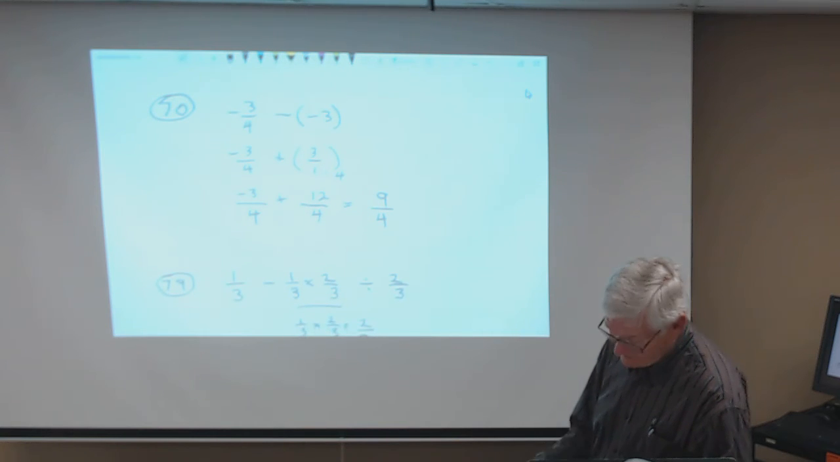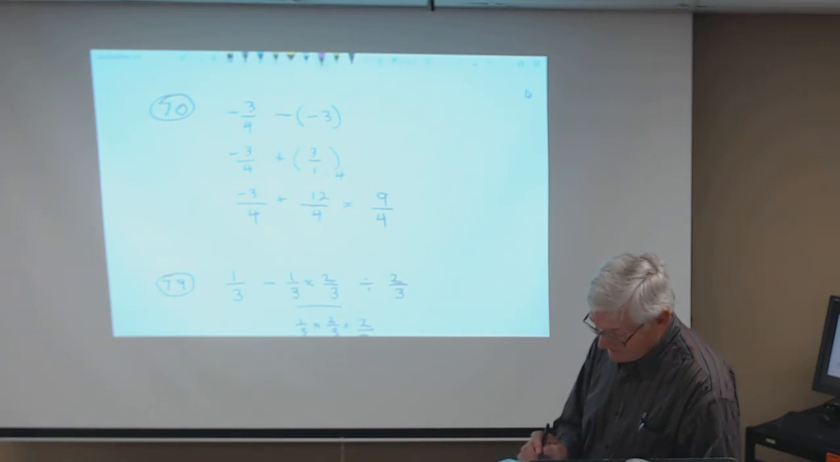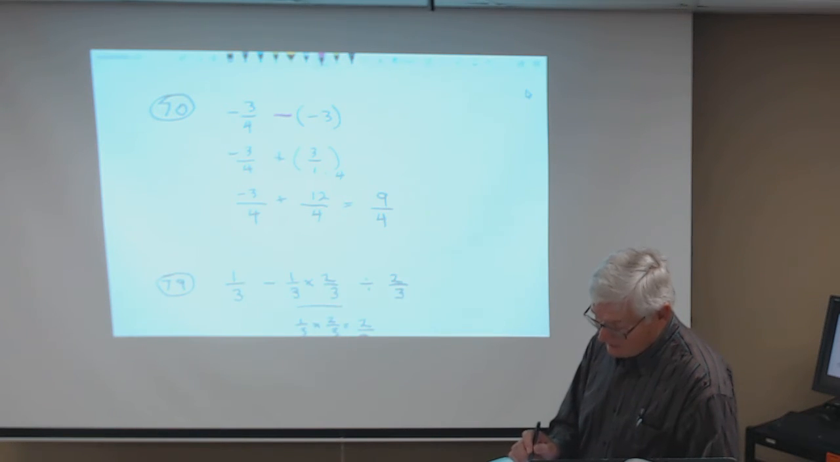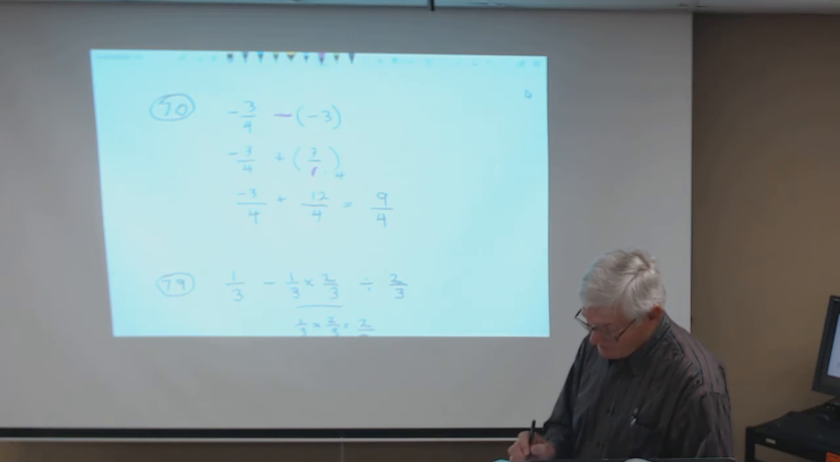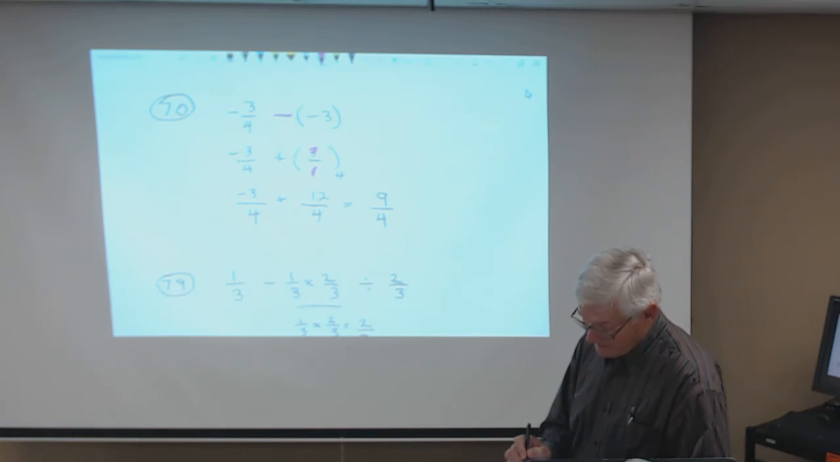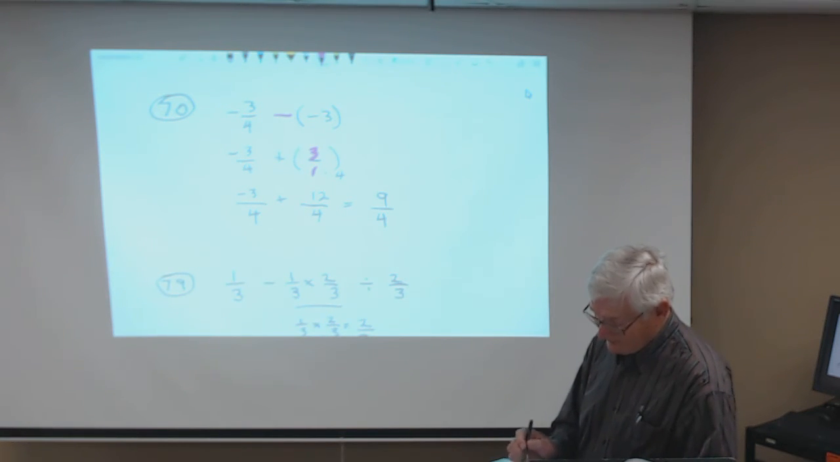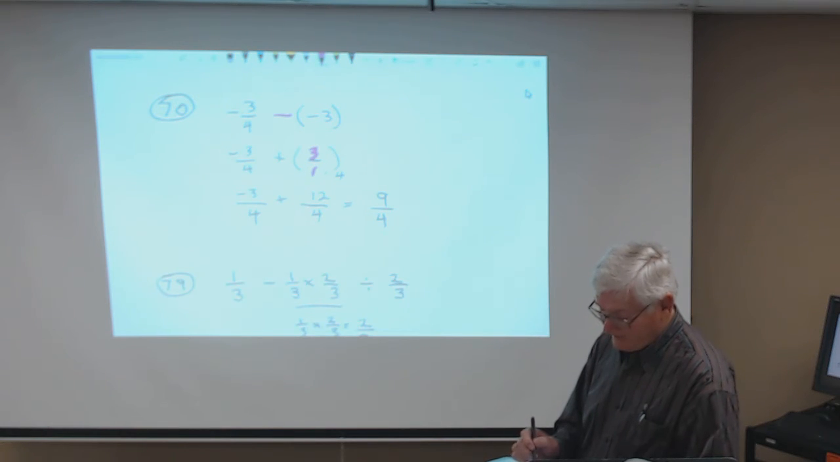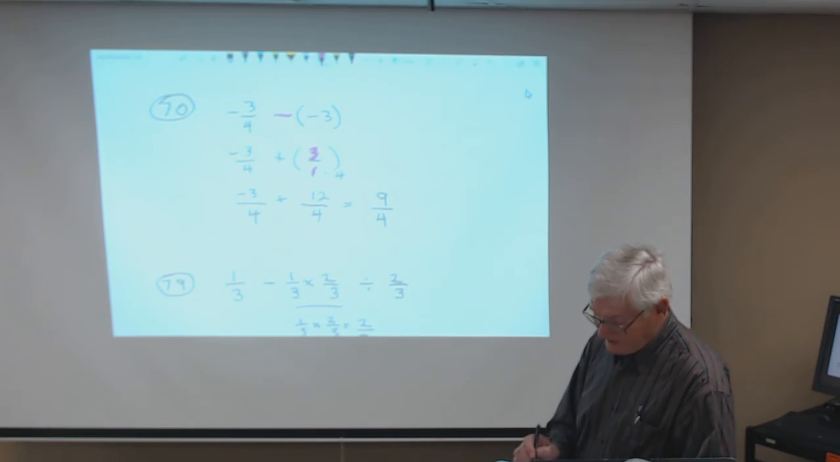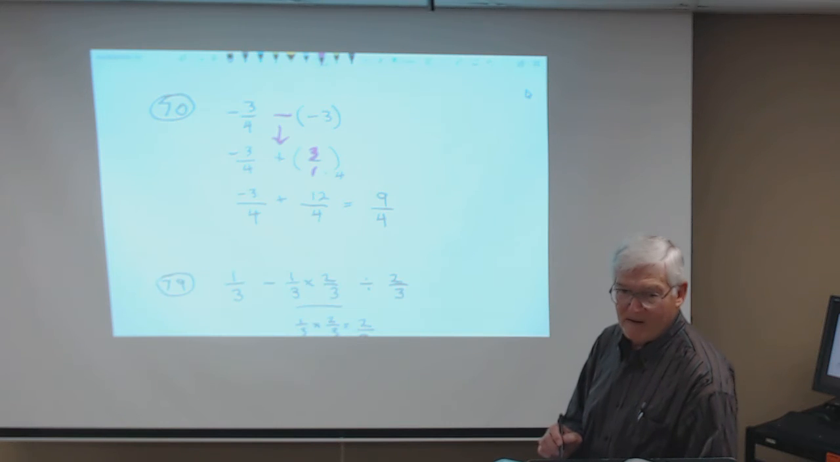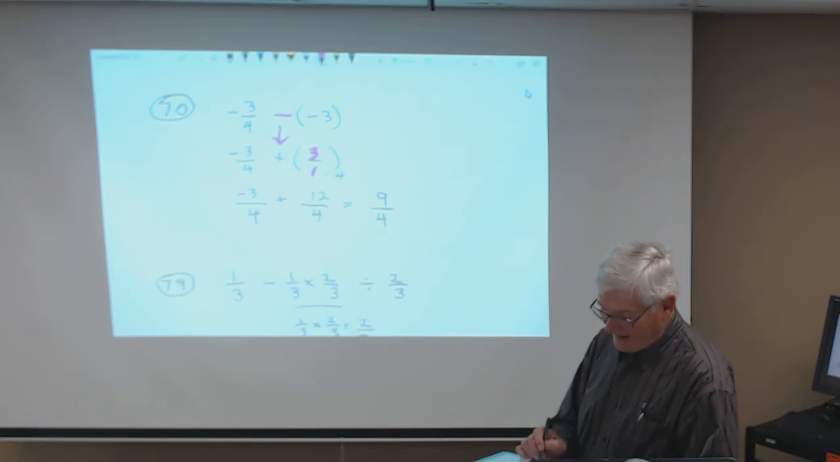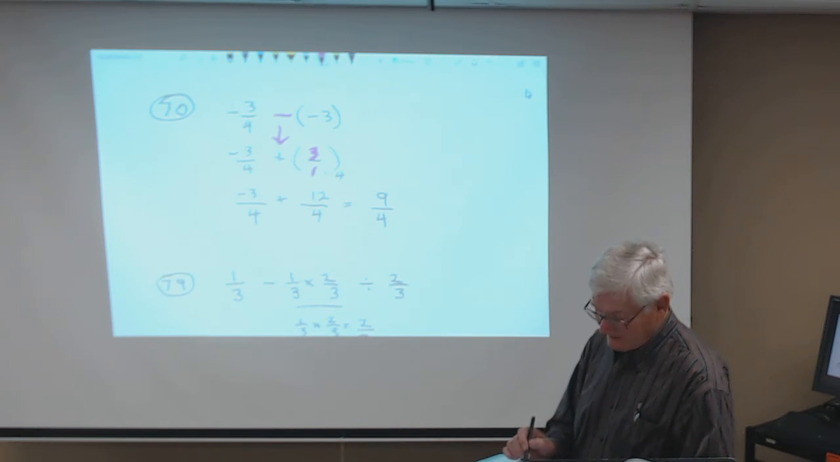Number 70. Subtraction. Negative 3/4 minus negative 3. So what do we have to do with this? Put it over 1. Wait a minute. This said negative 3. Why did I put 3 over 1? Because subtraction is the same as doing what? Adding the opposite.